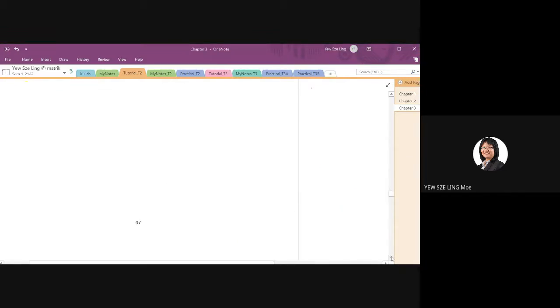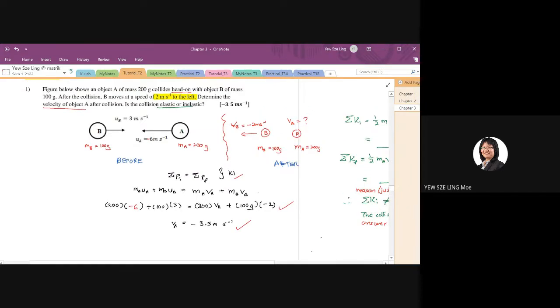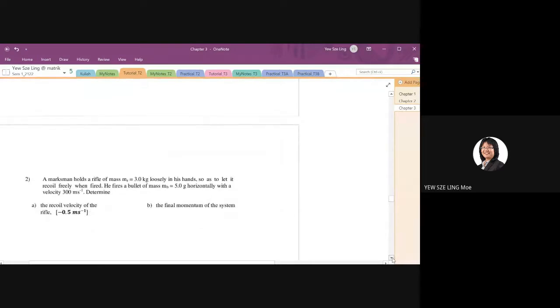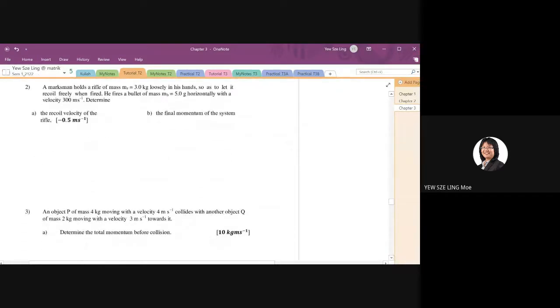Okay, now let's look at question 2. All right, so question 2. A marksman holds a rifle. Okay, a rifle is a gun, of mass MR equals 3 kg, loosely in his hand, so as to let it recoil freely when fired. Okay, so he is not gripping it tightly. Okay, it just holds loosely, so that the gun, the rifle, can recoil. Okay, recoil means it moves backwards when it fires.